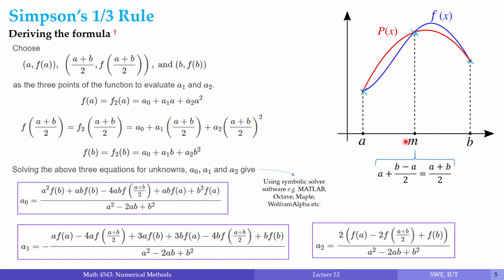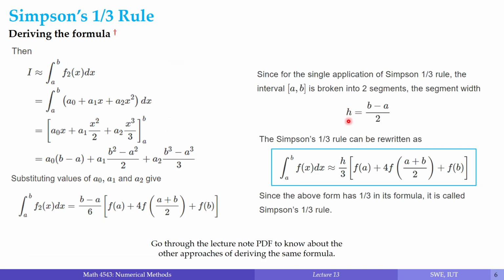Now the width of each of these segments, what in Bangla we call prostho, is what we call the step size. The step size is denoted using the small letter h. Since we have taken two segments for Simpson's 1 by 3 rule, Simpson's 1 by 3 rule breaks the entire interval from the lower limit to the upper limit into two smaller segments.